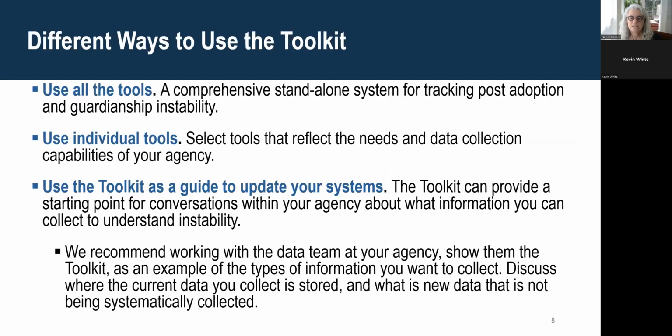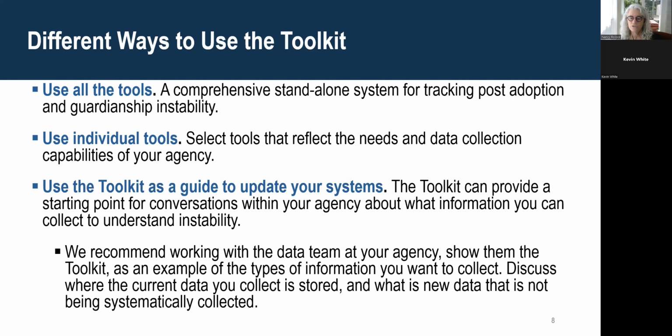This slide outlines the different ways to use the toolkit. These include using all of the tools. This provides a comprehensive standalone system for tracking post-adoption and guardianship instability by compiling information across several sources in one place. You may also use individual tools. This option allows the agency to select the tools that reflect the needs and data collection capabilities of your agency. The user guide provides guidance on how to do this and the information collected about post-adoption and guardianship instability.